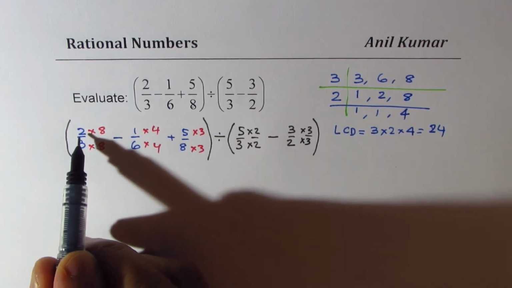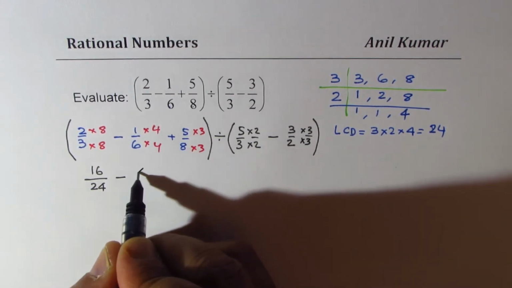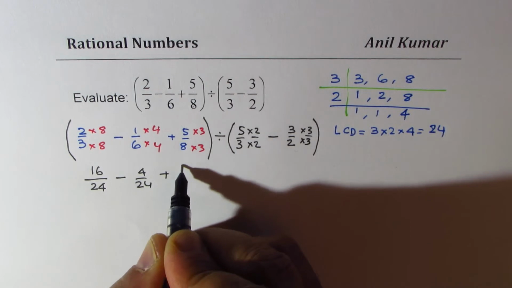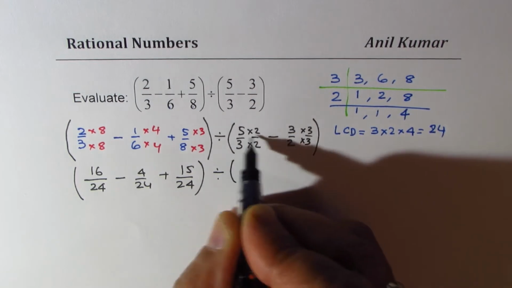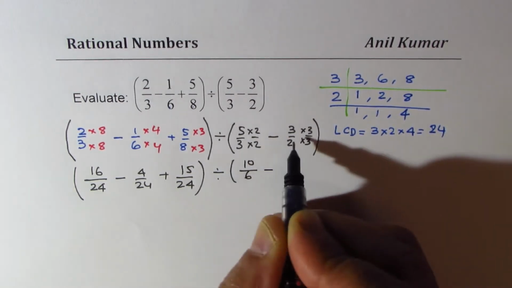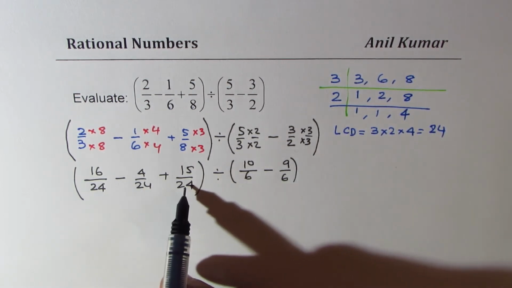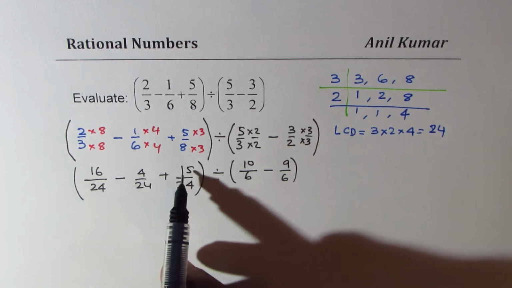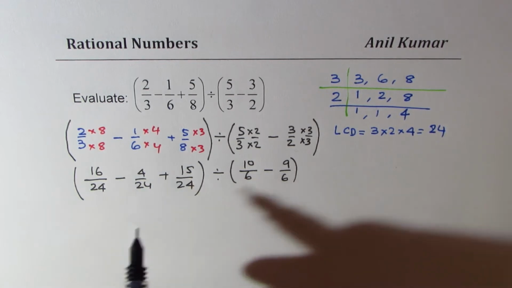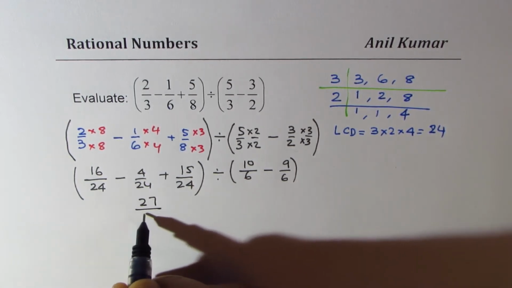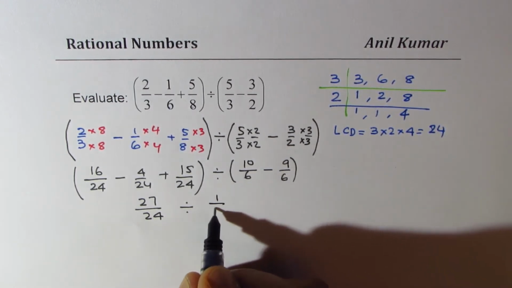So let's do it. 2 times 8 is 16. We get 16 over 24 minus 4 over 24 plus 15 over 24, right? So that's the first part, divided by 10 over 6 minus 9 over 6, correct? Now, since we have the same denominator of 24, we can add or subtract the numerators. 16 minus 4 is 12. 12 plus 15 is 27. So we get 27 over 24 divided by 10 minus 9 is 1. So we get 1 over 6.